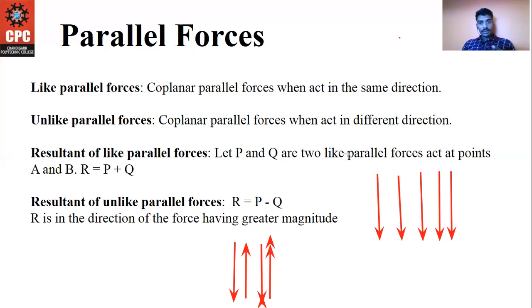Like P and Q are two like parallel forces acting at points A and B. Then what will the resultant be? P plus Q. Absolutely. Okay. As we see here, it says: let P and Q be two like parallel forces acting at points A and B.